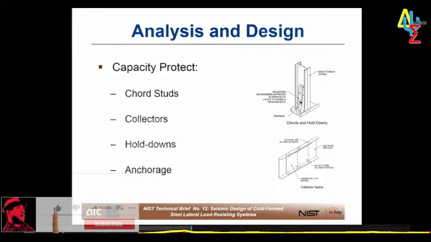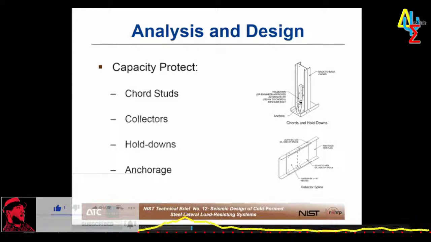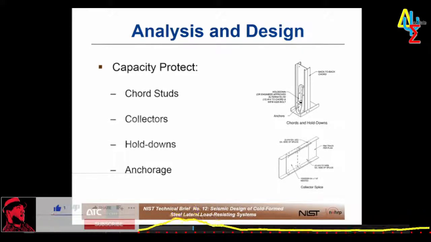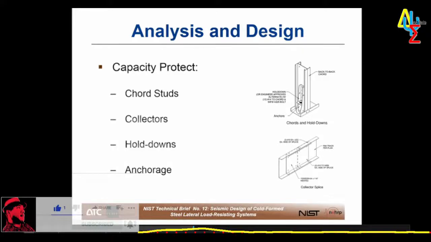So you would not, for example, size the shear panel and its fastenings for overstrength or expected strength, because you want those to be the limiting factor. So you would design those for the base level shear forces that you determined in accordance with the applicable building code, and then you would protect all of these other elements, chord studs, collectors, hold downs, anchorage, to ensure that those do not fail prior to engaging the energy dissipating mechanism of your system.